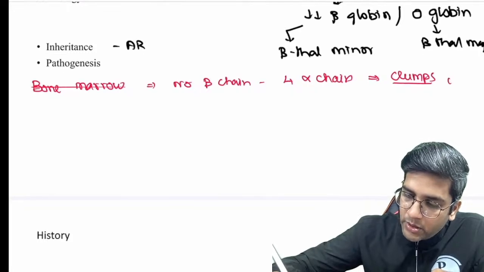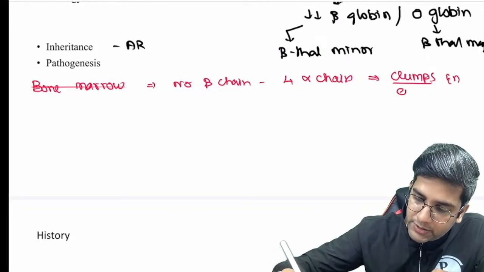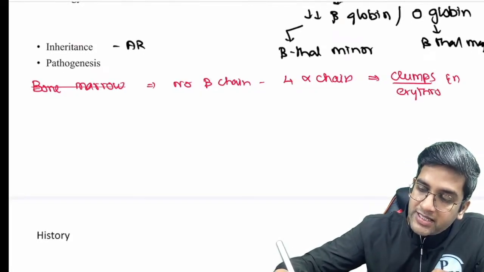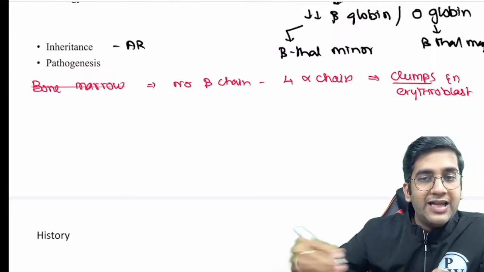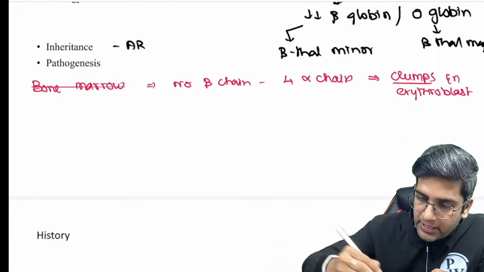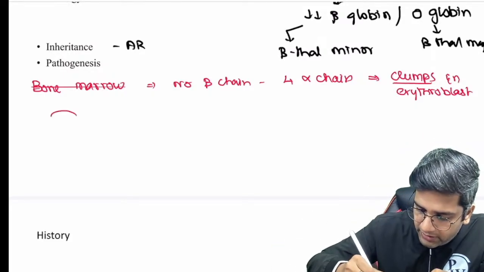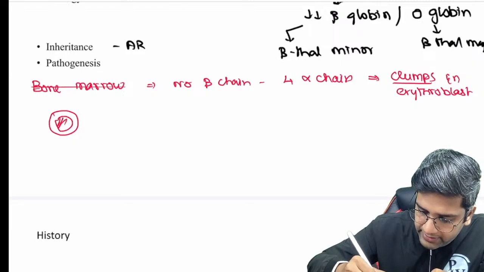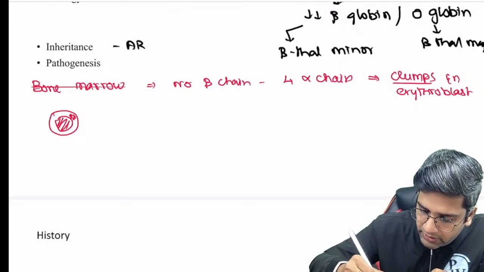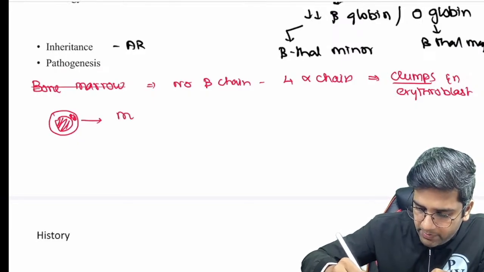And these clumps will be in your erythroblast. It's not like sickle cell anemia where the clumps happen in the RBCs. Here it happens in the blast, right? So once you have clumps in the blast, let's draw a blast with a high NC ratio and tiny clumps. These clumps will cause membrane damage.